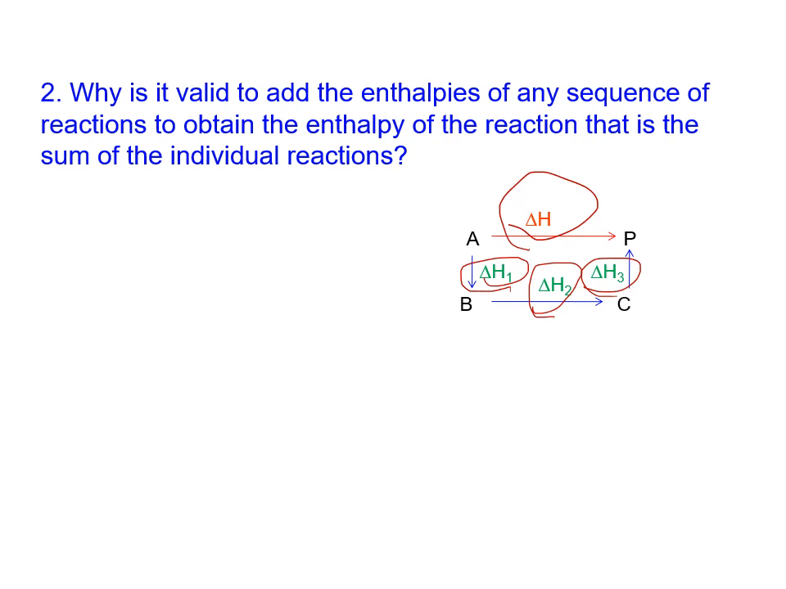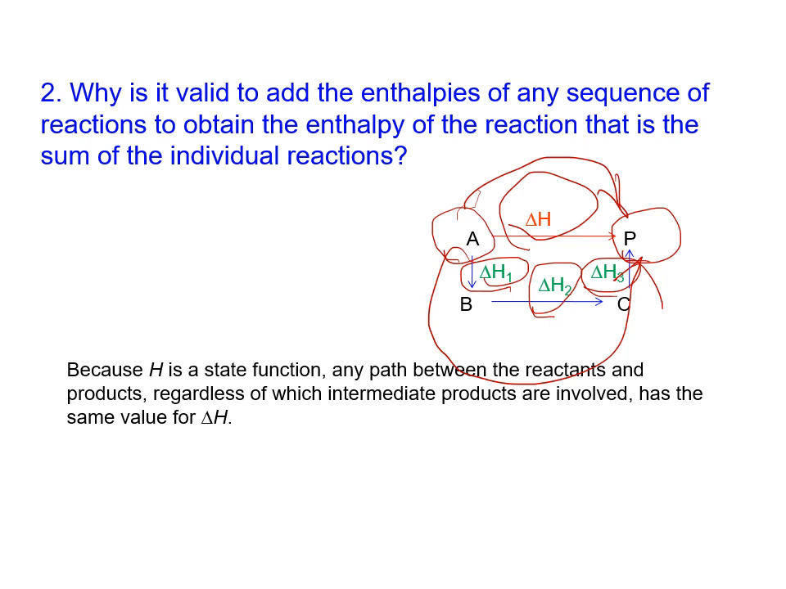The reason is enthalpy is a state function. If it's a state function, then as long as the reactants and the products are the same, no matter how you go from A to P, through a different path, they have the same delta H. Therefore delta H equals delta H1 plus delta H2 plus delta H3. Any path between the reactants and the products, regardless of which intermediate products are involved, has the same value of delta H.